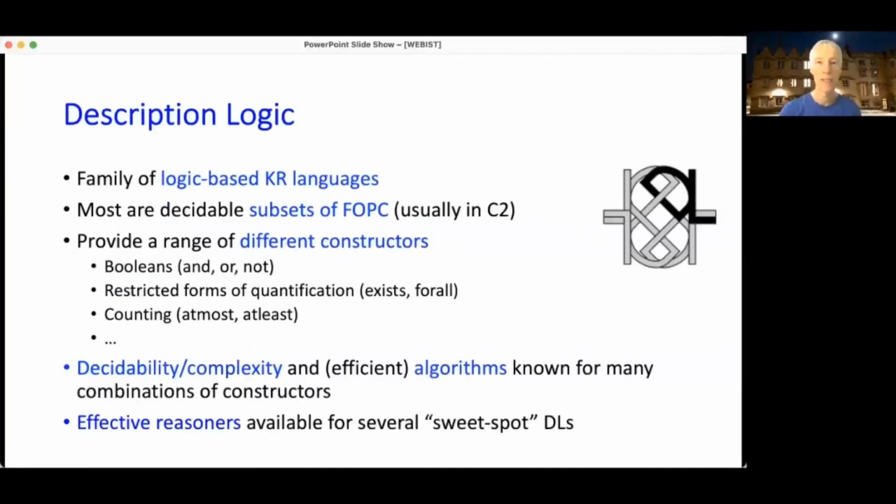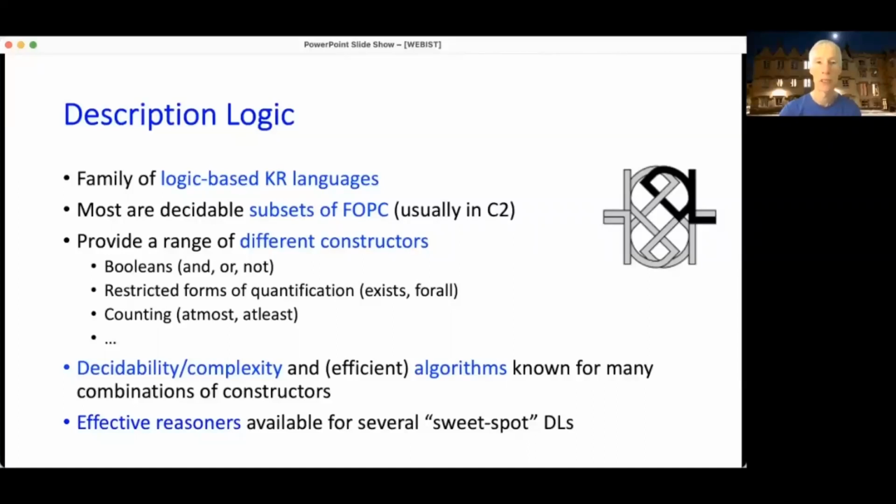Description logic is a research field that is based on exactly these ideas. Description logics are a family of logic-based knowledge representation languages. They're usually decidable subsets of first-order logic and usually restricted to unary and binary predicates called concepts, or sometimes classes, and roles, or sometimes properties.